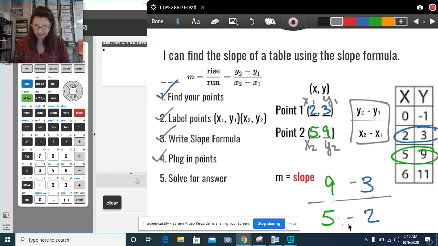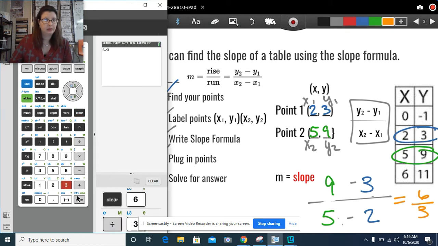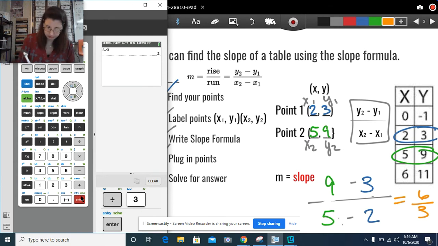And here I think I've messed up somehow. 9 and 3, 5 and 2. Maybe not. Okay, so now is my solving point. 9 minus 3 gives me the number 6, and 5 minus 2 gives me the number 3. So I have 6 over 3. That is actually 6 divided by 3, and if I were to use my calculator, 6 divided by 3, I'm going to get the number 2. So my m is equal to 2, and I've solved the answer.